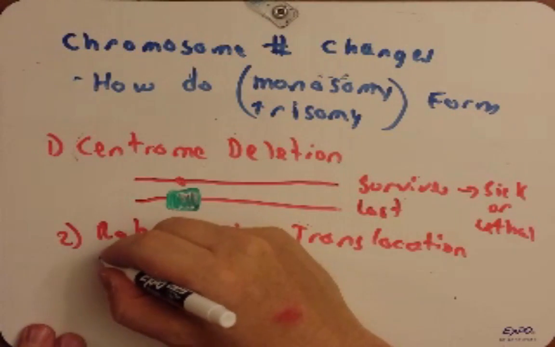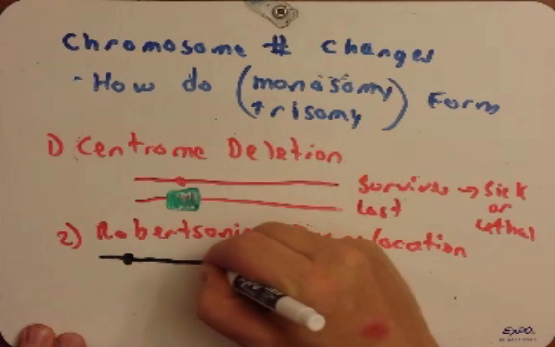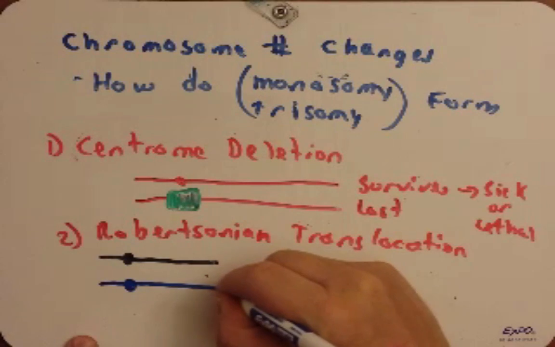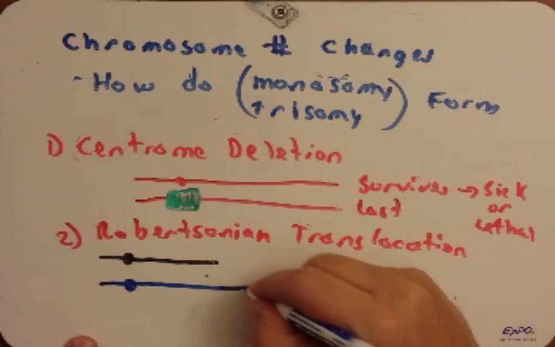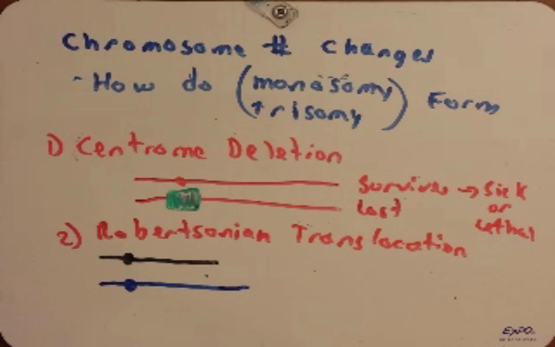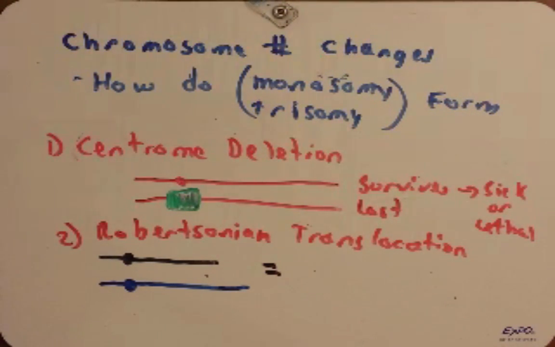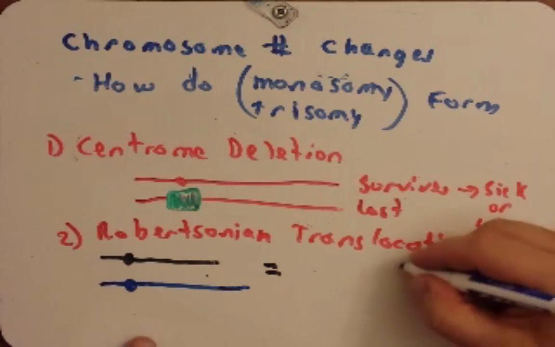So remember, this is a situation where you have 2 acrocentric chromosomes. And these acrocentric chromosomes are non-homologous. So let's make this one a little longer. And they can combine by a mechanism that we talked about on the last podcast, and form one metacentric chromosome, as we've said before.